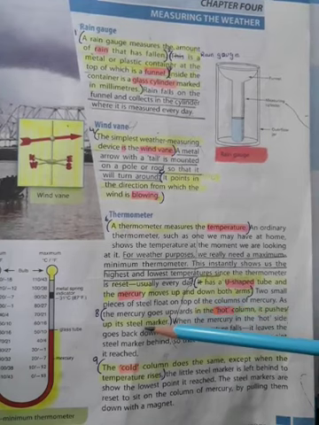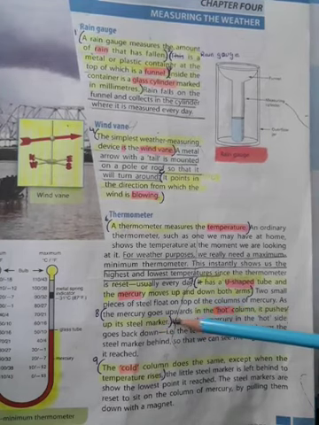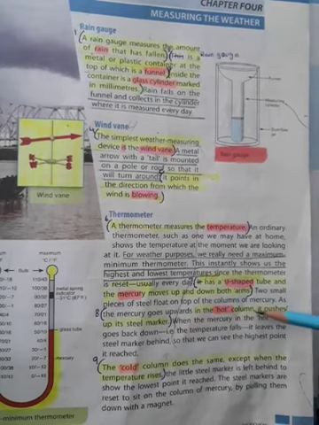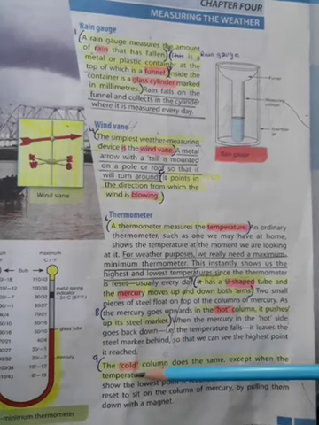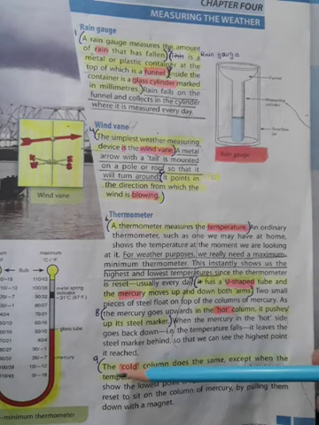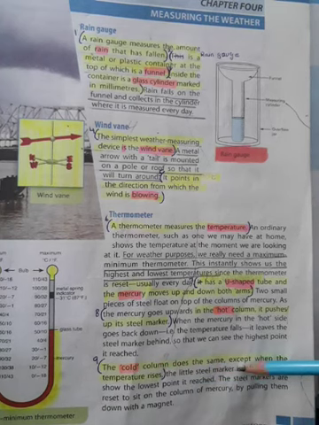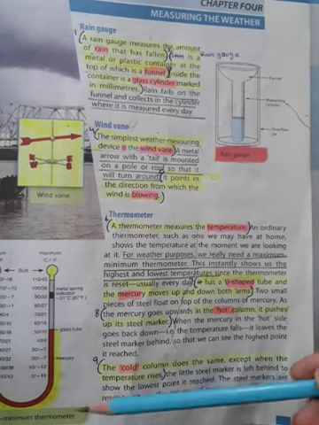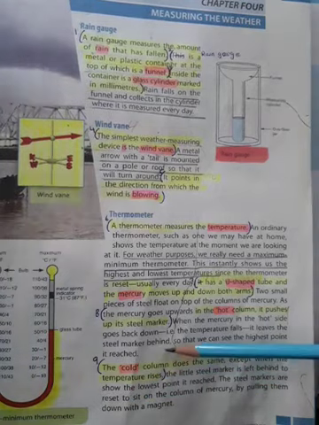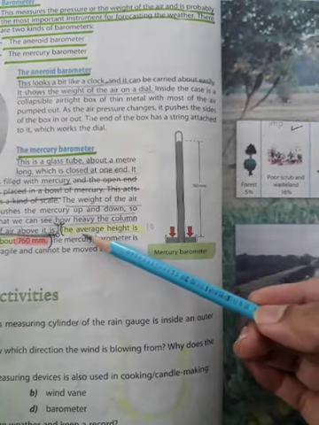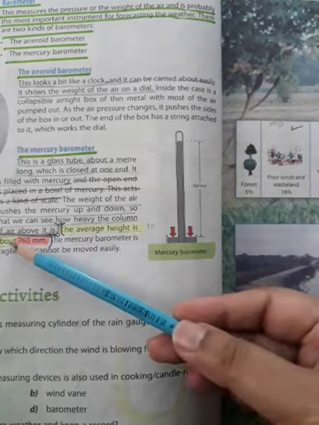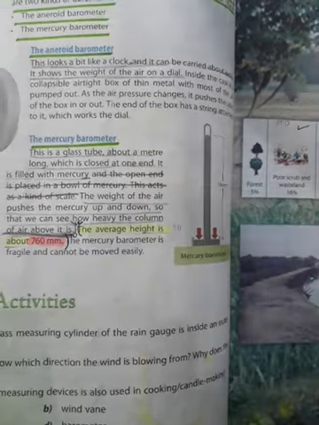1 line down. Blank number 8. The mercury goes upward in the dash column. It pushes up its steel marker. Number 9. The dash column does the same except when the temperature rises. Now turn the page, the 10th blank on the next page. Mercury barometer, third last line. The average height is about dash. This is your 10th blank.